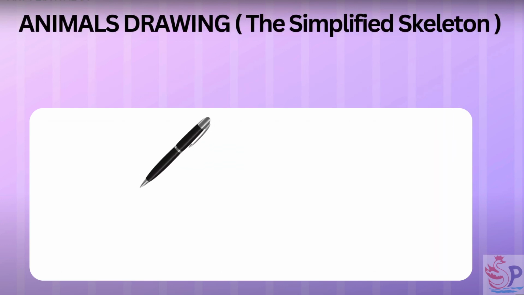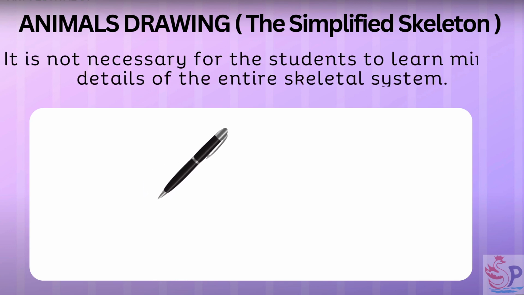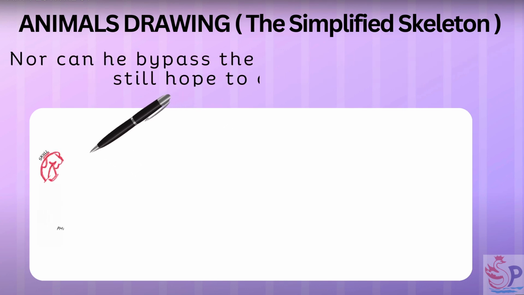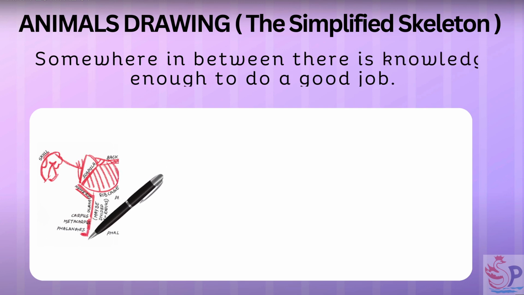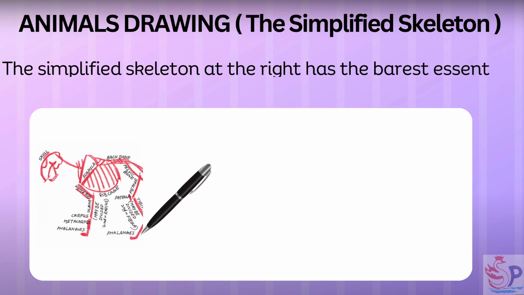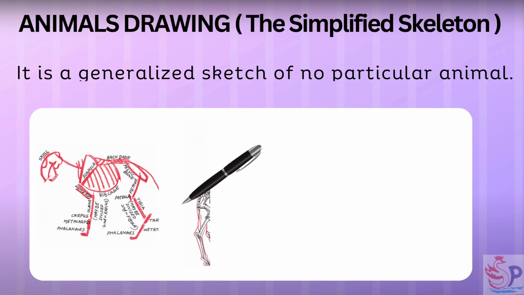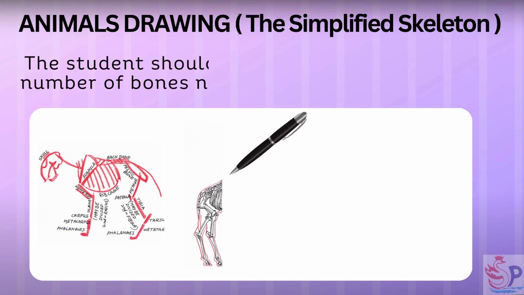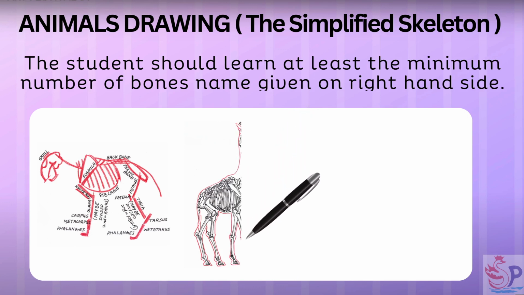Animal drawing. The simplified skeleton. It is not necessary for the student to learn minute details of the entire skeletal system. Nor can he bypass the subject altogether and still hope to draw animals. Somewhere in between there is knowledge enough to do a good job. The simplified skeleton at the right has the barest essentials. It is a generalized sketch of no particular animal. The student should learn at least the minimum number of bones named on the right-hand side.